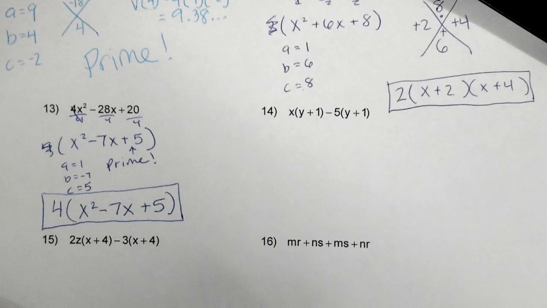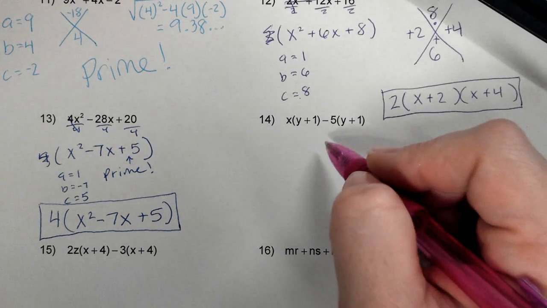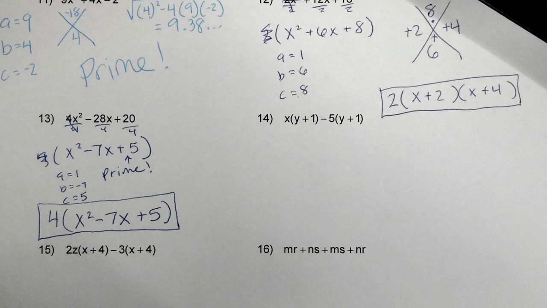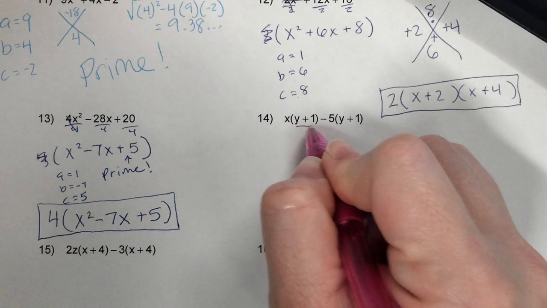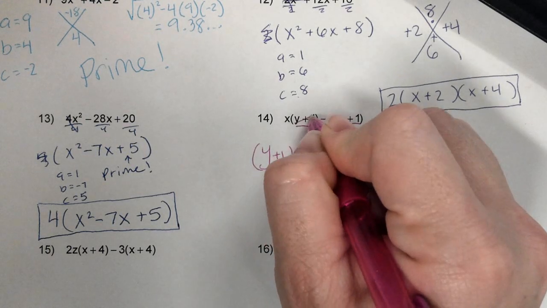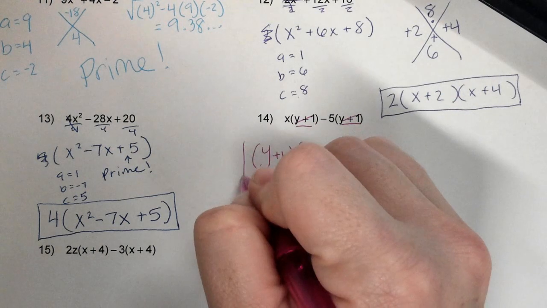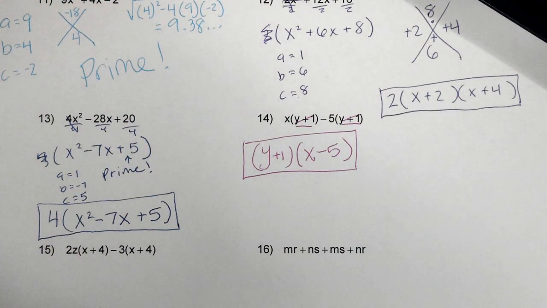Okay, number 14 is half done for us. This is already grouped, okay? Remember? But my y plus 1 matches, so that's my GCF, so I get to take it out. And when I take it out, I'm left with x minus 5. There is my answer. We like those.